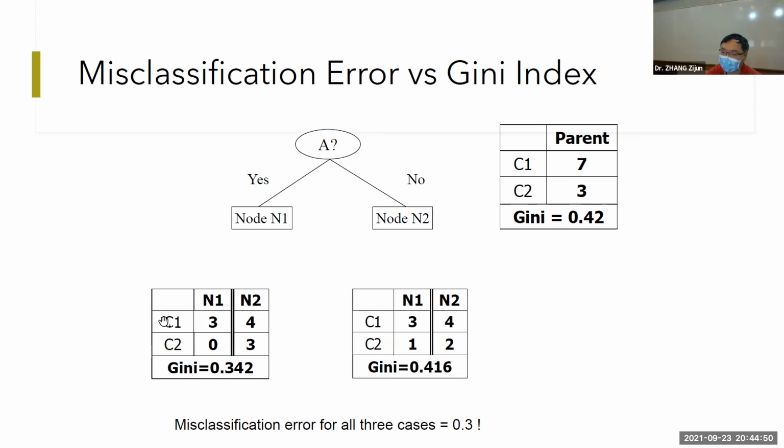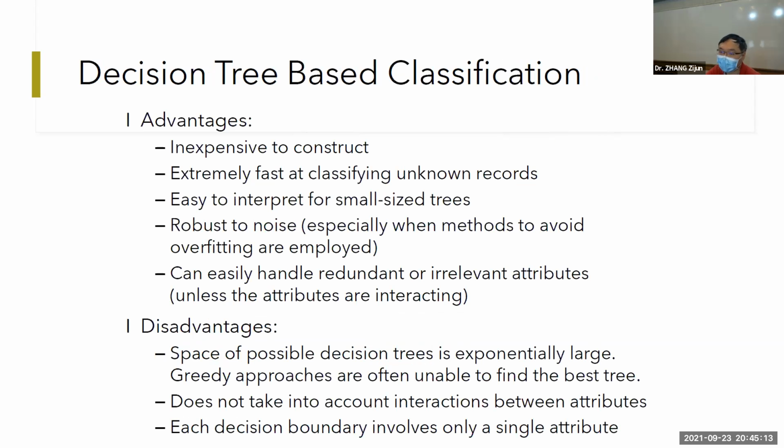So if we have a splitting case, for these 2 cases, the misclassification error for all 3 cases is actually 0.3, but the Gini index can make distinctions between the three cases. And next we talk about decision tree based classification, the advantages and disadvantages.